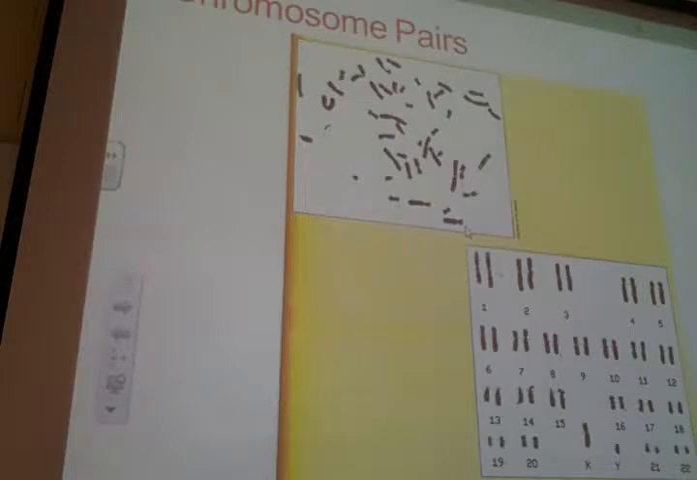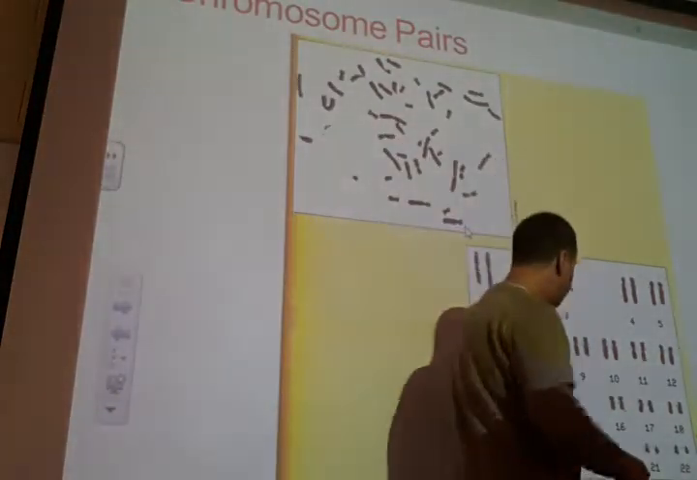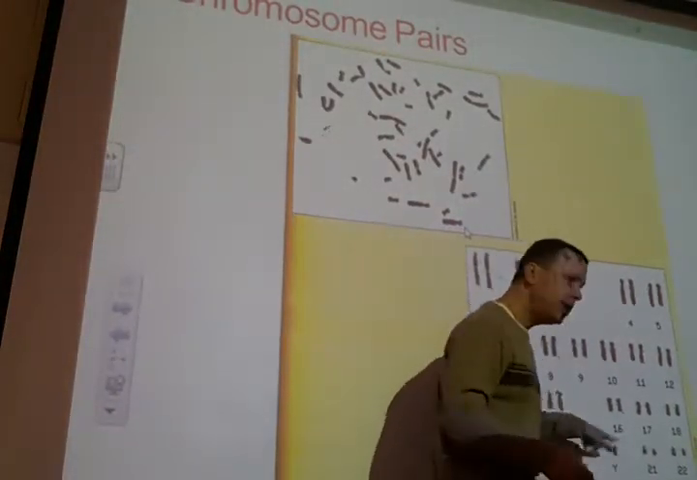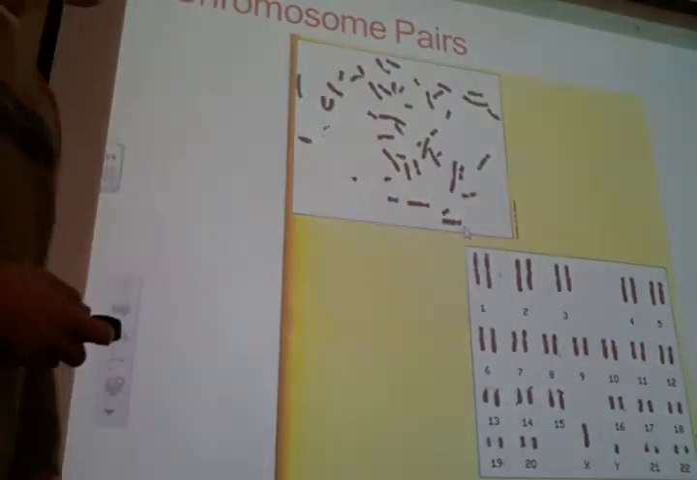And we can do the same thing for males. So here's a male karyotype. And how do I know that? Because there's an X and a Y. So even though the X and the Y are quite different, they do act as a homologous pair in males for the purpose of meiosis.